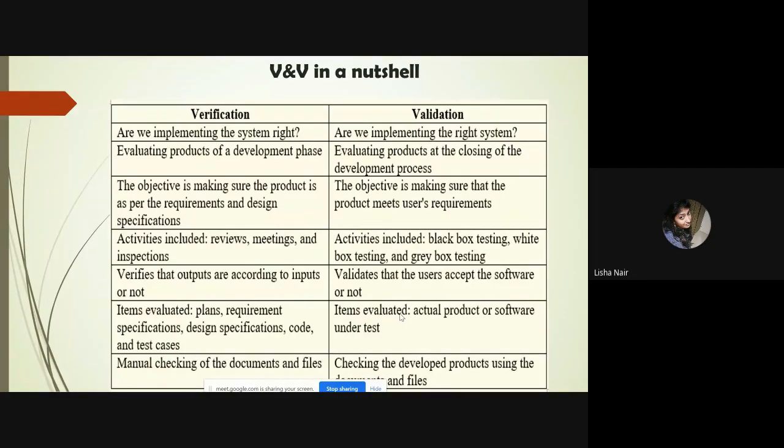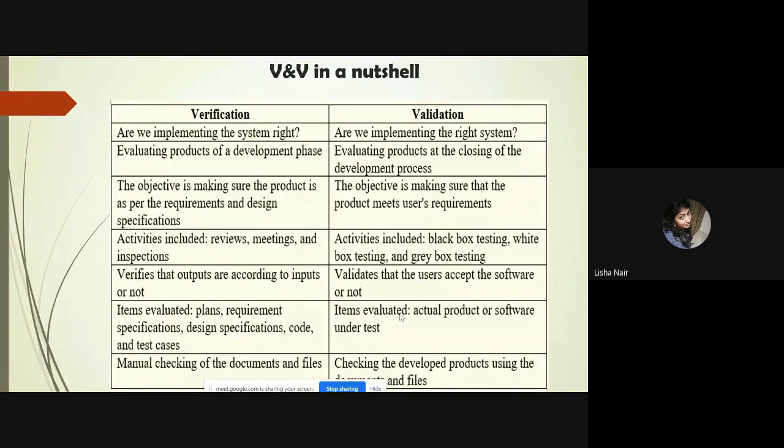So what are the items that we evaluate in verification? There are plans, like the project plan, the verification plan, the software development plan. All these plans are evaluated during the verification phase. We have even the design specification, requirement specification, code, test cases. Like I told you, in the V model we do it in parallel, so verification happens in parallel. Even the checking of all the documents and files is done in the verification phase.